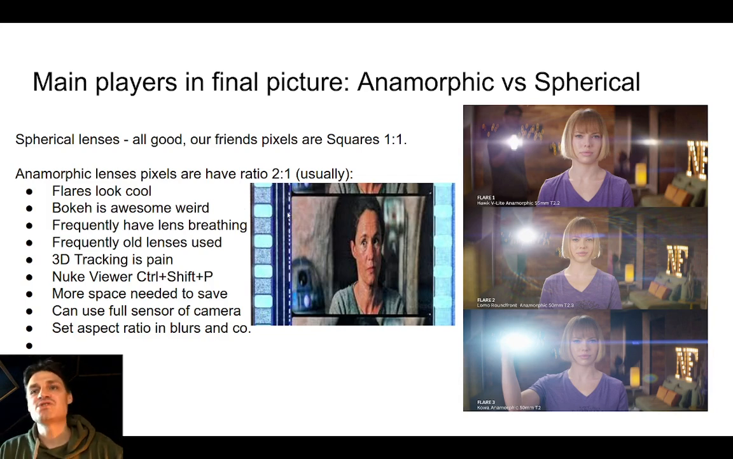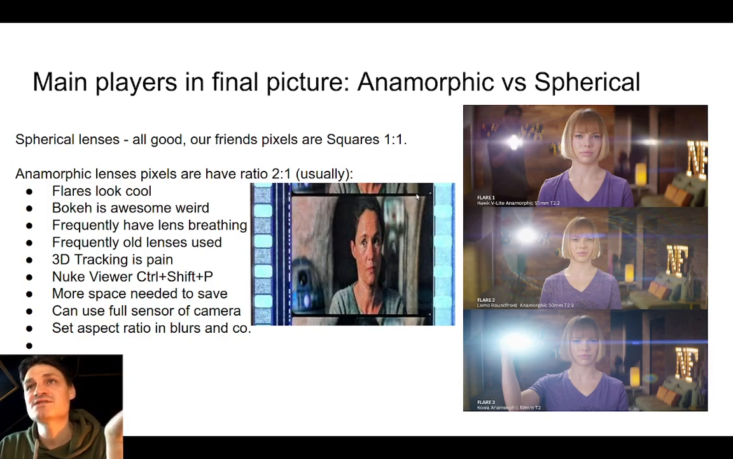More space is needed to save. Back out of Nuke, generally when you're shooting anamorphic, you need more space. For example, if you're shooting a picture like that, it will have a specific resolution, but if it is anamorphic, it's actually twice as big on your hard drive. It's just squeezed later in comp. So every time you're bidding or thinking about an anamorphic project, you need to consider that it's going to be way heavier. We deal with it through sheer amount of material. You can use the full sensor of the camera. This is the cool thing.